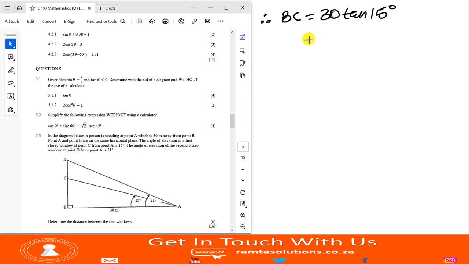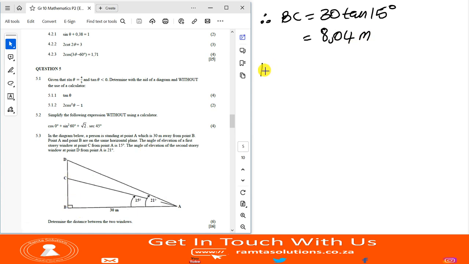So let's find our answer. 30 tan 15 degrees, what is it? It's 8.04 meters. Okay, so BC is 8.04 meters.